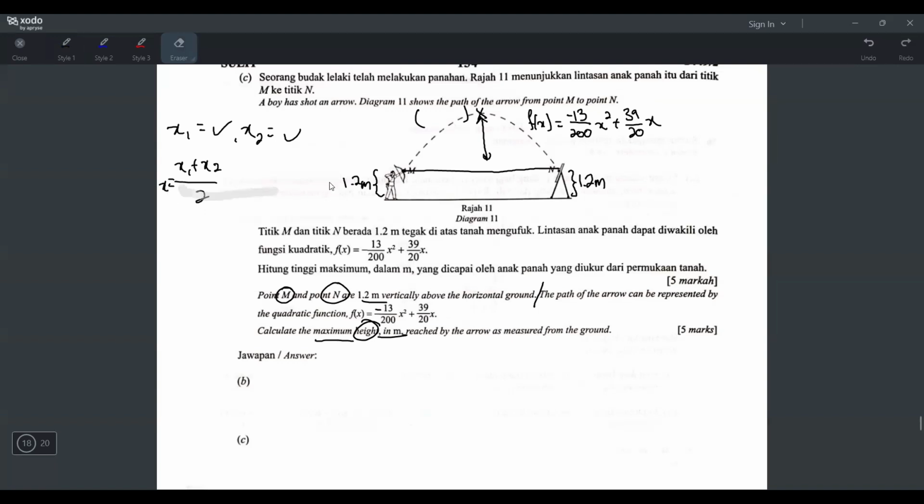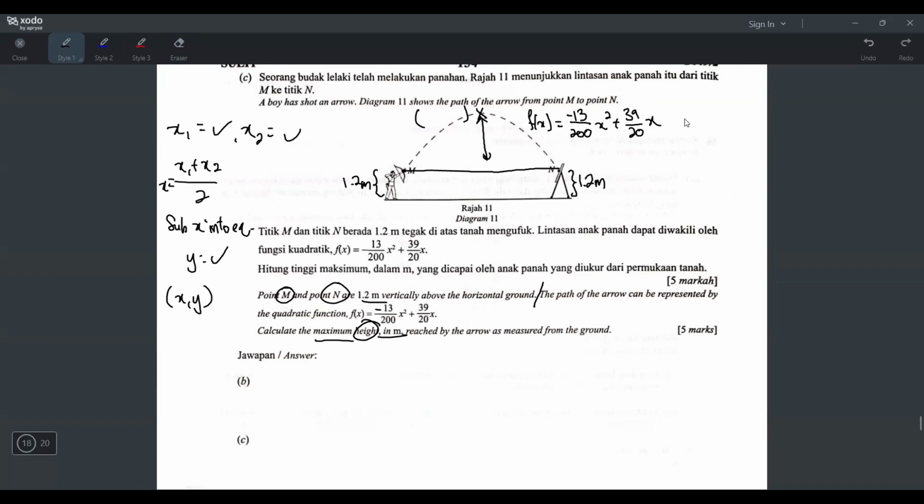And then the x coordinate you sub back inside the equation here to find the y coordinate, and then you get the answer. Okay, so I'll just write: sub x into equation and then get y, and then you get your turning point. So this is the first method.